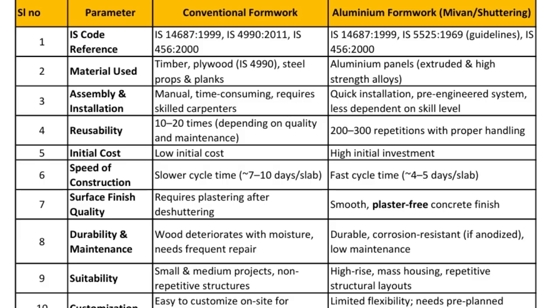Then speed of construction. For the repeated cycles, or the slow time for the first cycle, the aluminum formwork can be made within a week, whereas with conventional it can go beyond one week. So for faster construction also, the aluminum formwork is more valuable. That is why nowadays nobody is going for the conventional system, but all are going for the aluminum or the Mivan shuttering.